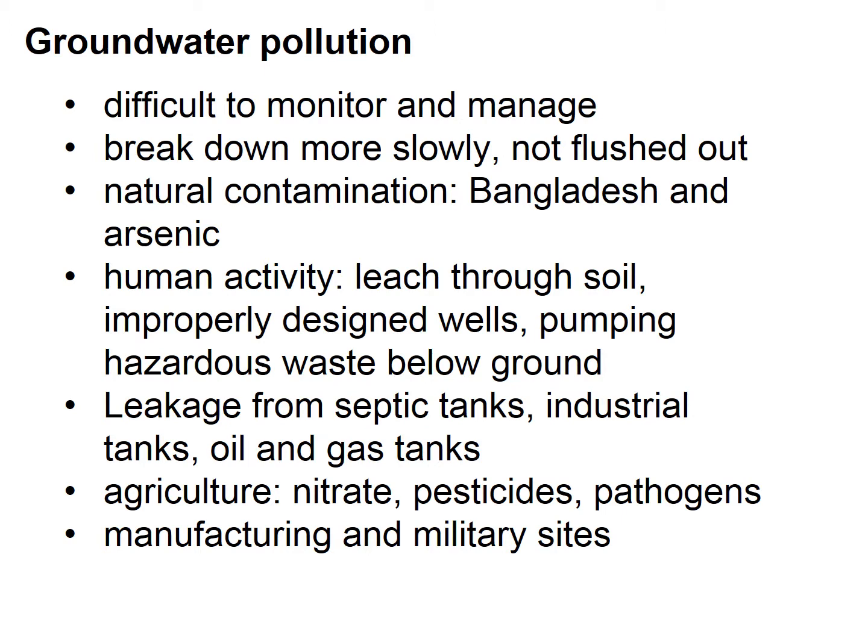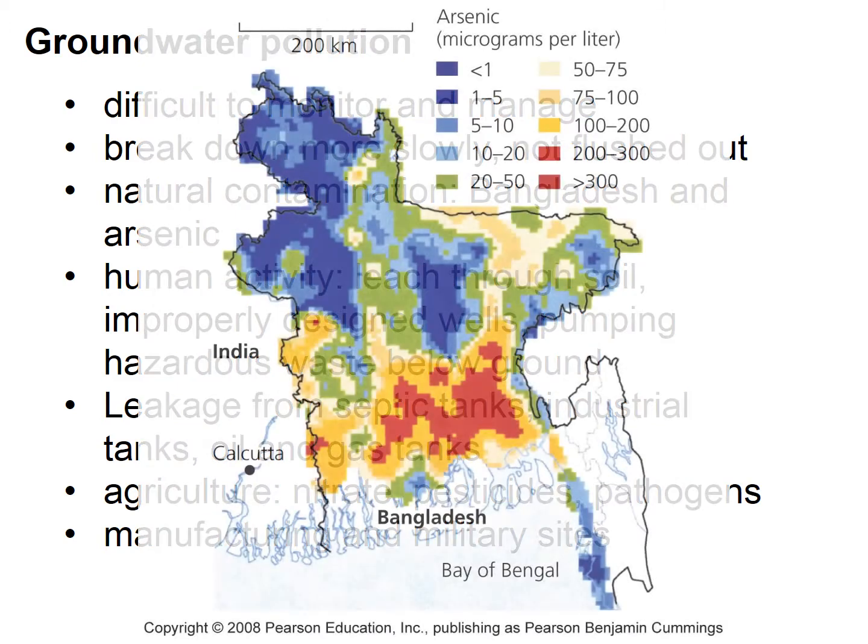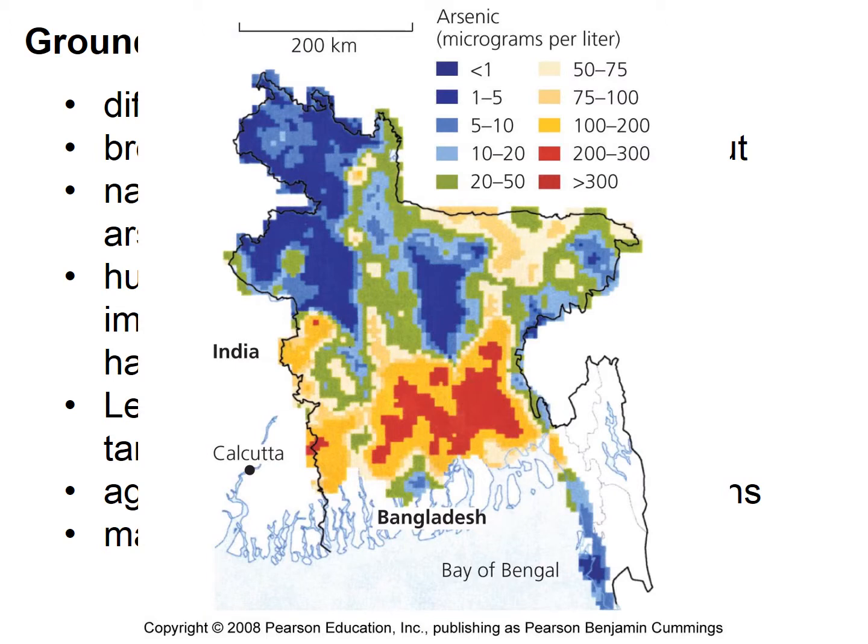It can be human-made. It can be things that we're doing. It can also be that there's some natural contamination. So there's a pretty famous case study in Bangladesh where they were trying to help people by constructing wells in various villages and communities.